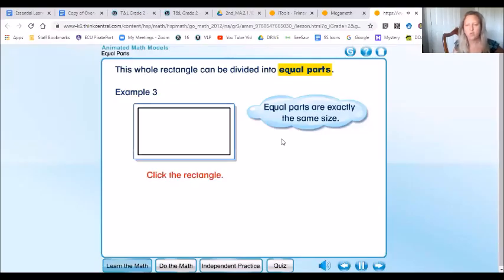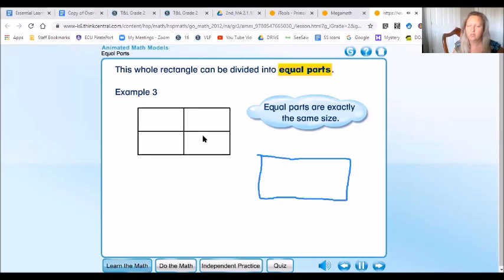All right, let's try one more example. On your paper, please draw another rectangle. I'm going to do my best to make my rectangle a perfect rectangle, but it's okay if it's not. We know that our intentions are to have a perfect rectangle. But this time, we're going to divide our rectangle into 4 equal parts.